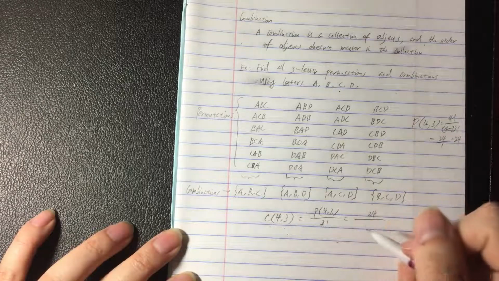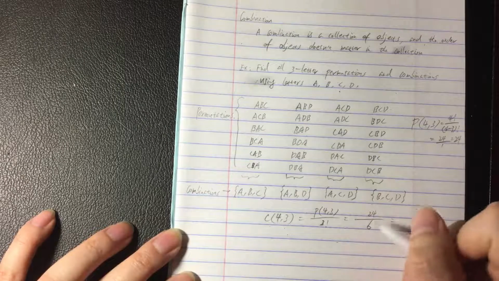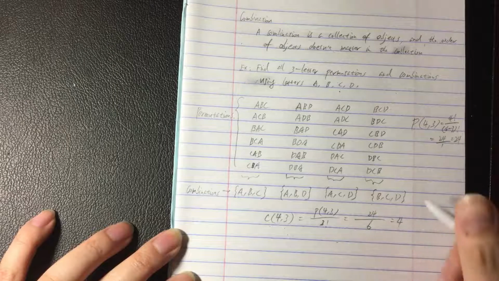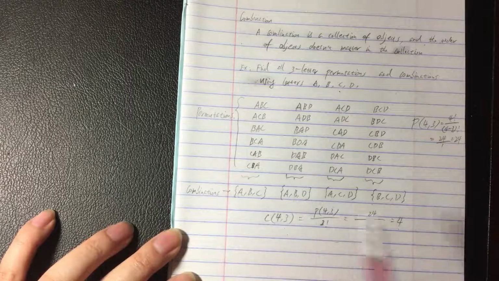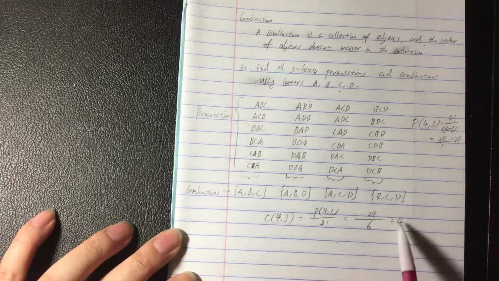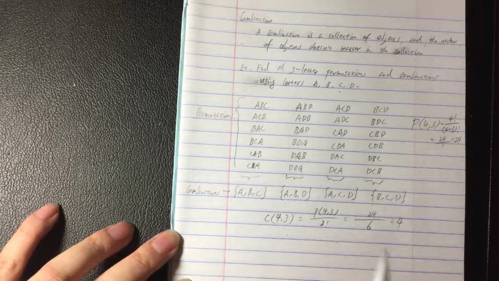The denominator is 3 factorial. 3 factorial is 3 times 2 times 1, that's 6. 24 divided by 6 is 4. So here we found 4 different combinations. Let's match what we have here. Here we found 4 combinations, and let's match what we have here. So that's the formula for combination.